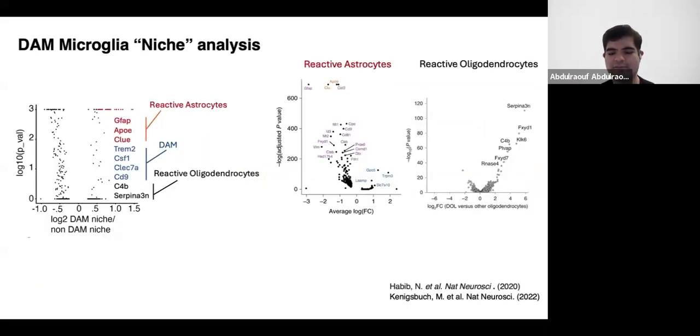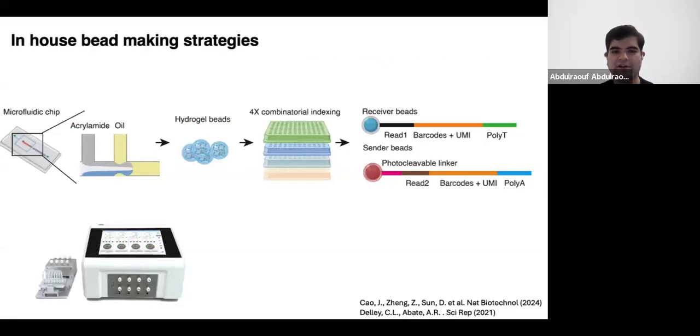With all of this, one thing before I go on to the summary, I just want to mention one more thing about the method: we have developed an in-house strategy for barcoding the beads. And you just need the primer plates and a droplet generator to generate hydrogel beads.